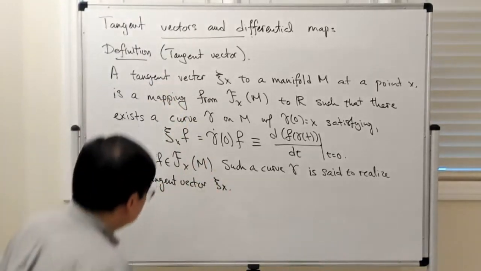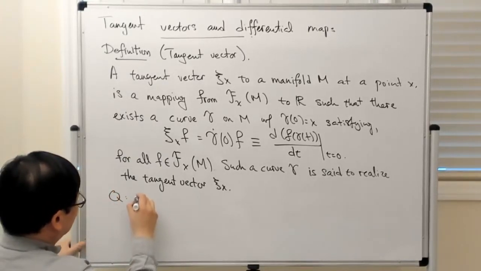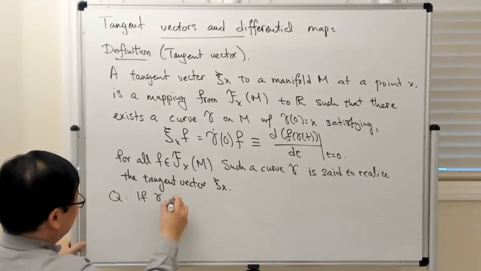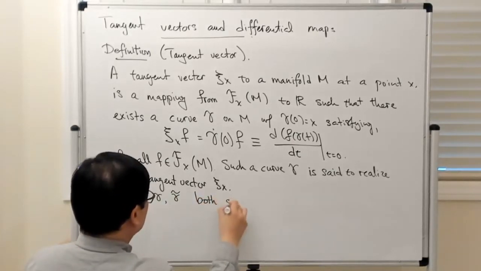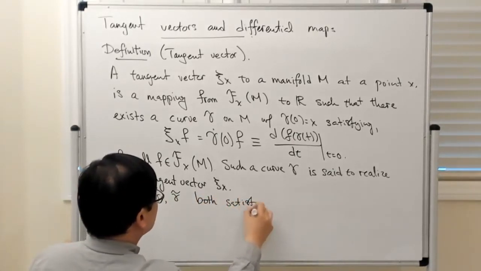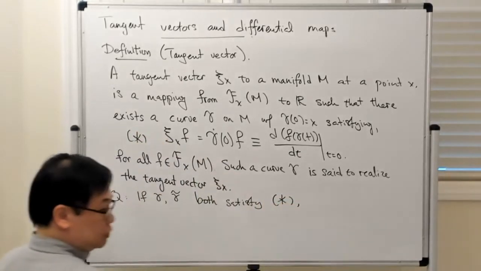So, all right. So you can ask. So let's say the question is the following, right? If gamma and gamma tilde both satisfy this equation, how do you check that, right?